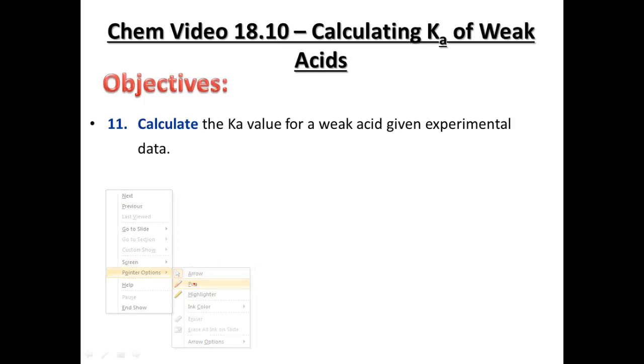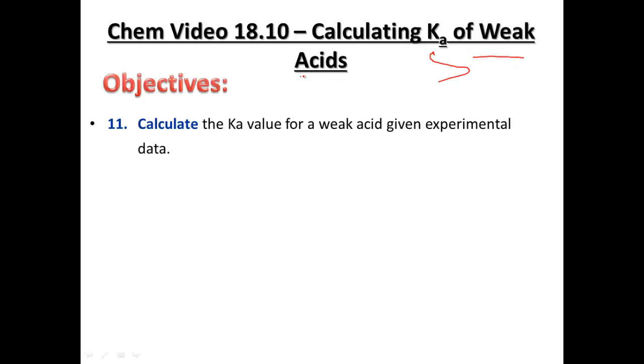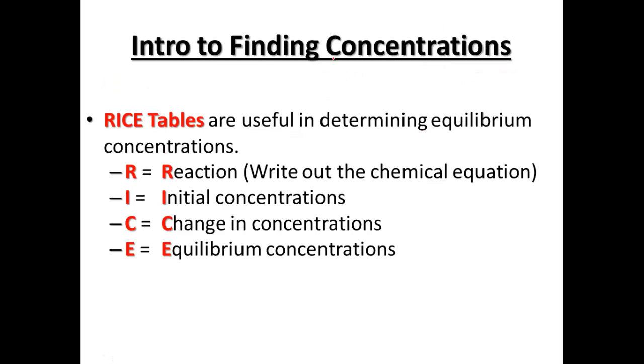We're going to look in today at calculating the Ka's of our weak acids. So we're going to look at how we can get the Ka value given our experimental data of our concentrations of the weak acids. Our memory device, the RICE table, is going to be a useful way of determining our equilibrium concentration. R for the reaction, writing out the chemical equation. I for the initial concentration, C for the change in the concentration, and E for the equilibrium concentration are the four letters that we're going to look at.